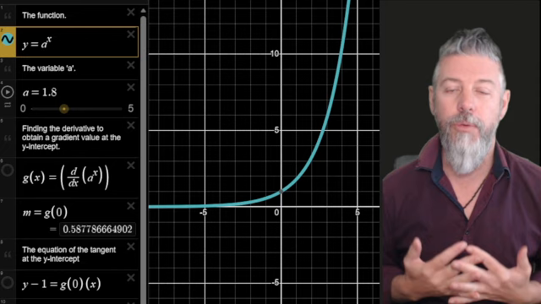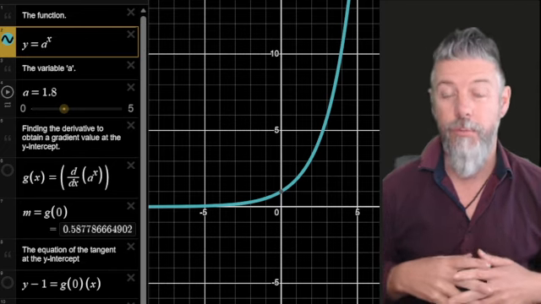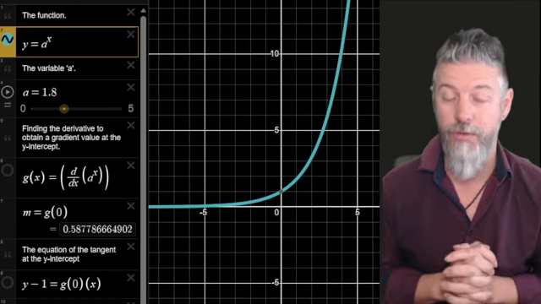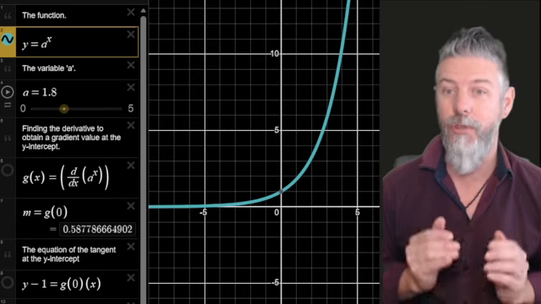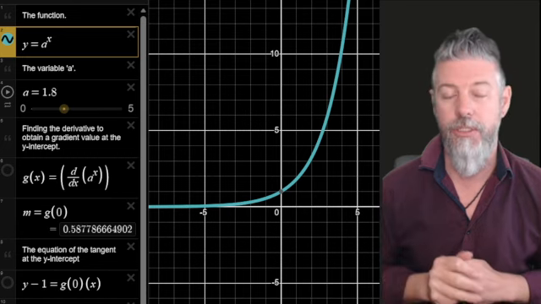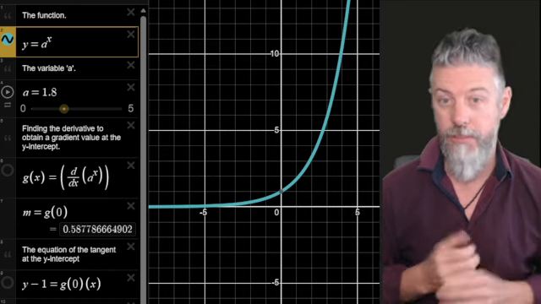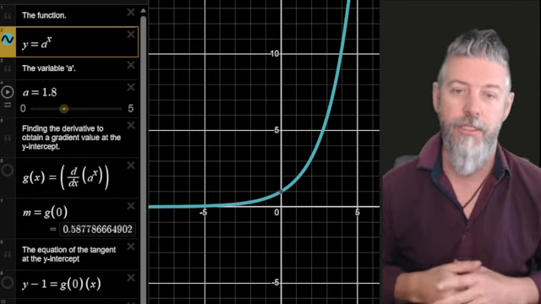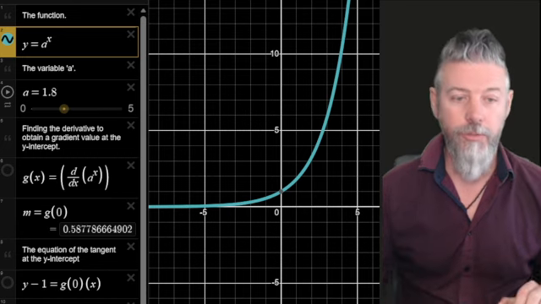Now, as always, when I create a DESMOS file like this, I will make that file public and I will share it. So if you want to play around with this file yourself, which you really should if you are learning this concept, then go to the comments and click on the DESMOS link, and that will bring up this graph for you, and you can have a play around with it the way that I'm going to in this video.